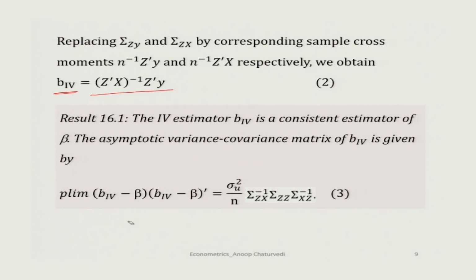Now, we prove the asymptotic properties of the instrumental variable estimator b IV. The instrumental variable estimator b IV is a consistent estimator of beta. Then the asymptotic variance covariance matrix of b IV, that is, the probability limit of (b IV minus beta)(b IV minus beta) transpose, is equal to sigma square u upon n, sigma z x, sigma z z inverse, sigma x z. Actually, sigma x z is equal to the transpose of sigma z x.